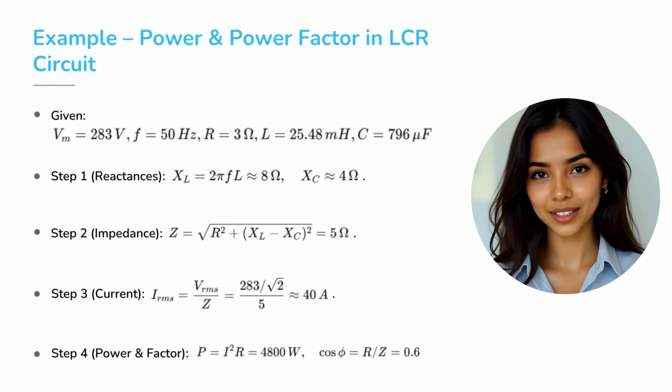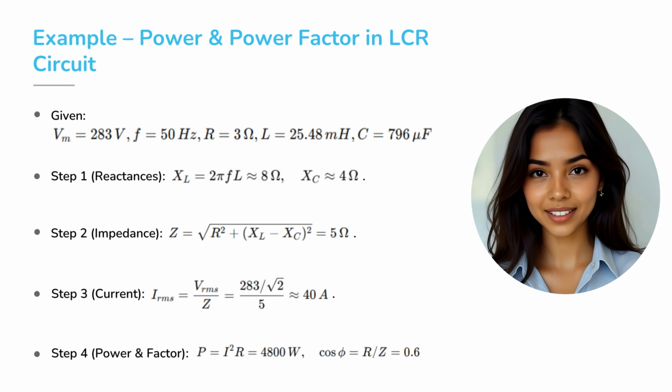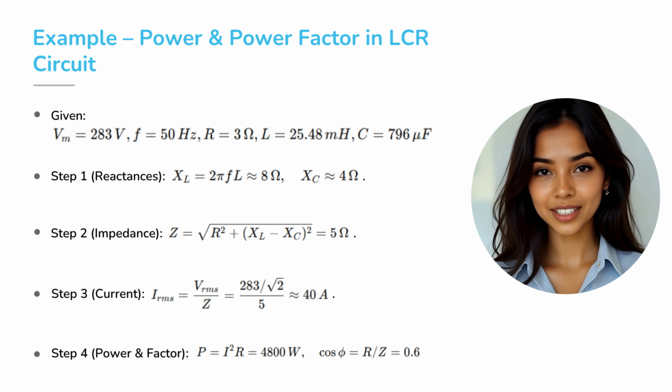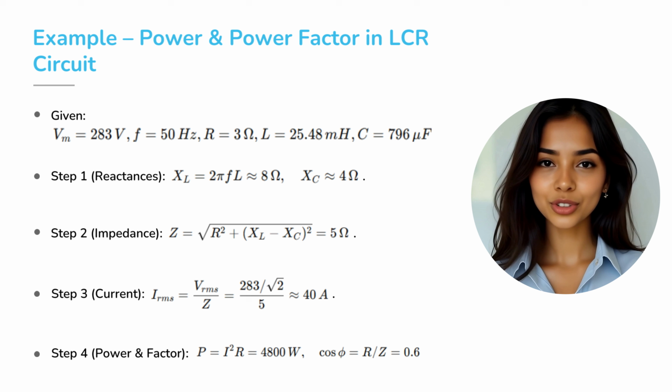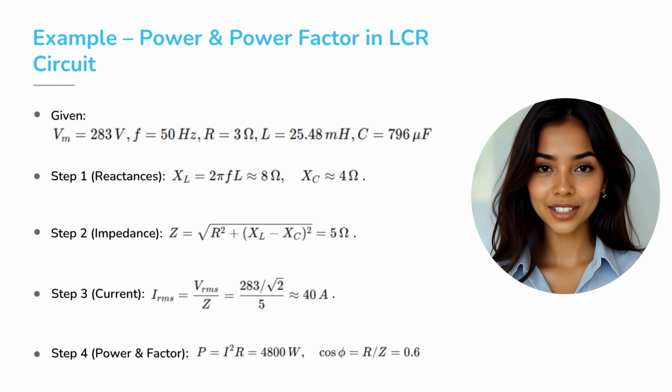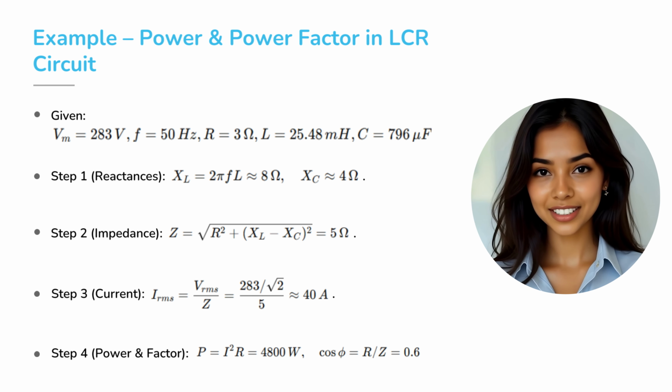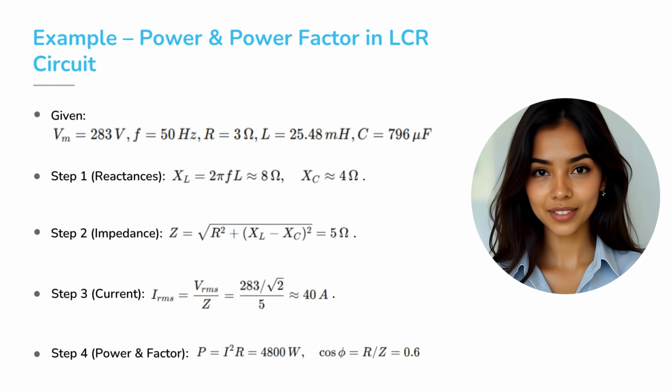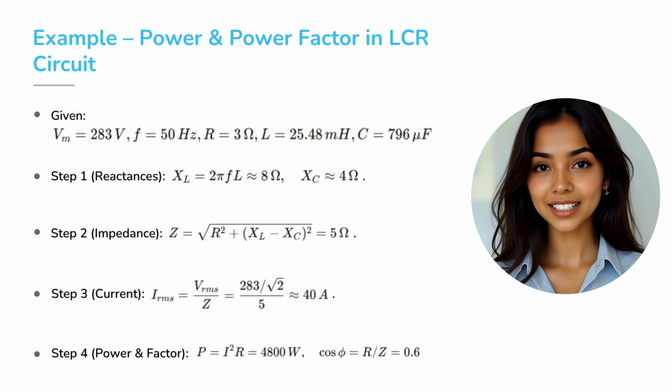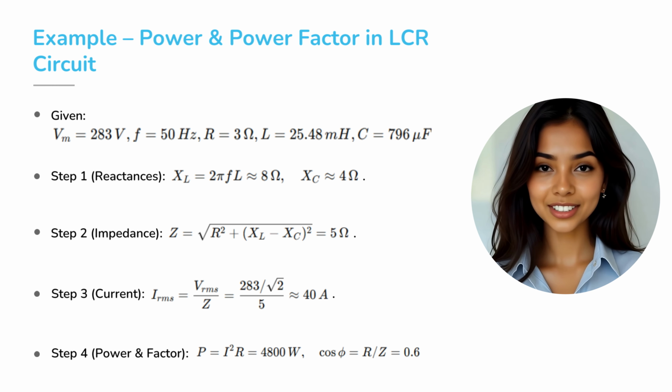Step 3. Current. RMS current, I equals V RMS divided by Z. Now, V RMS is Vm divided by root 2. So 283 divided by root 2, upon 5, gives nearly 40 amperes. Finally, step 4. Power and power factor. Power P equals I squared into R, which comes to around 4,800 watts. Power factor cos phi is R divided by Z, which equals 0.6.